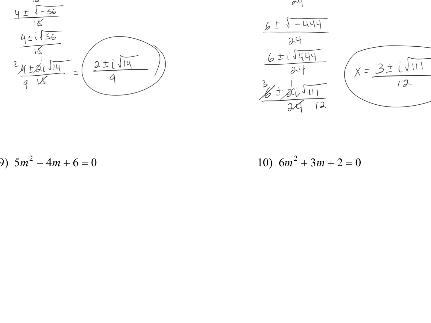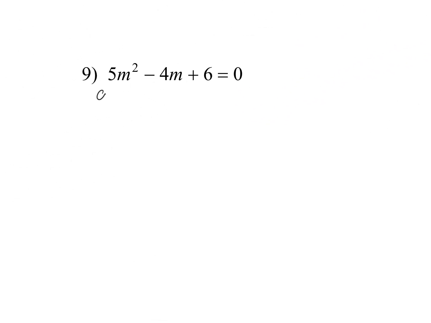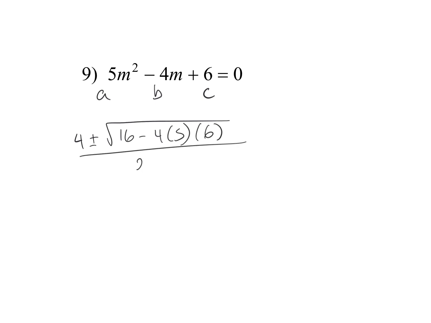So let's go over to 9. We have 5 as A, negative 4 as B, and 6 as C. So it's going to be negative B, so minus negative 4, turns it into a positive 4. Plus or minus the square root of B squared, negative 4 squared is 16, minus 4 times A times C, over 2A.